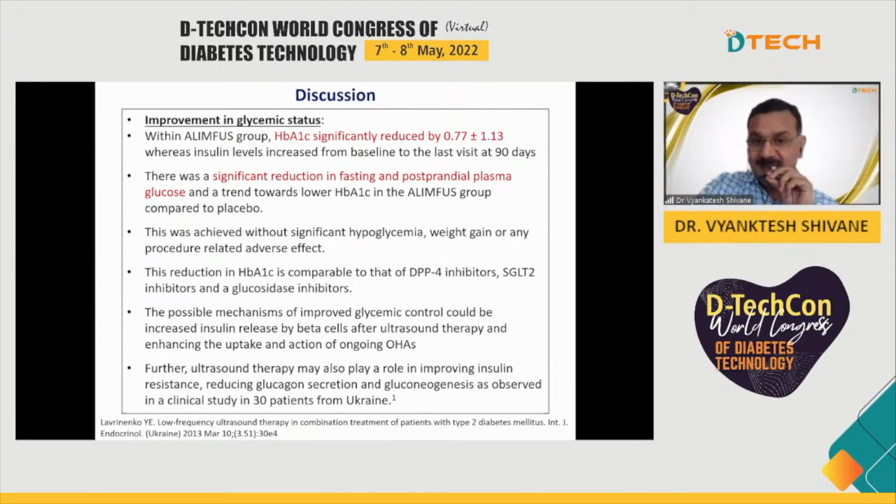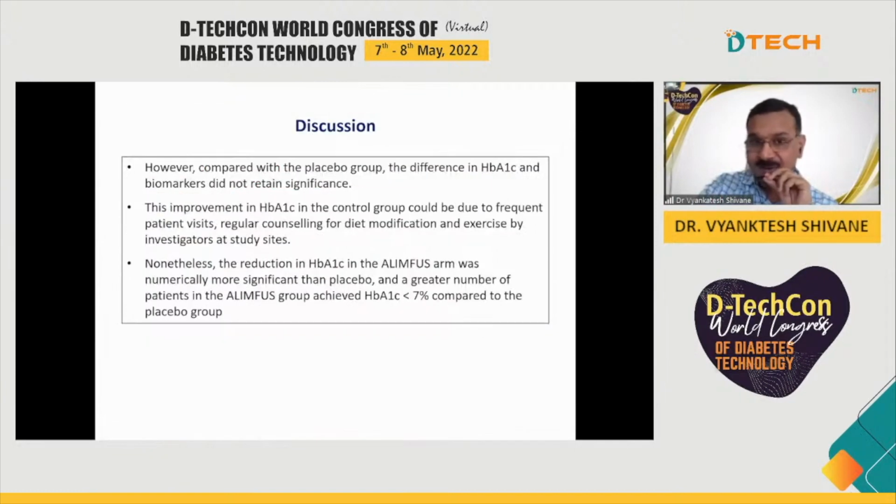The possible mechanism of improvement of glycemic control could be insulin release by beta cells after ultrasound therapy and enhancing the uptake and action of ongoing oral hypoglycemic agents. Further, ultrasound therapy may play a role in improving insulin resistance and reduction of glucagon as well as gluconeogenesis. This was a clinical pilot study, which was done in Ukraine on 30 patients.